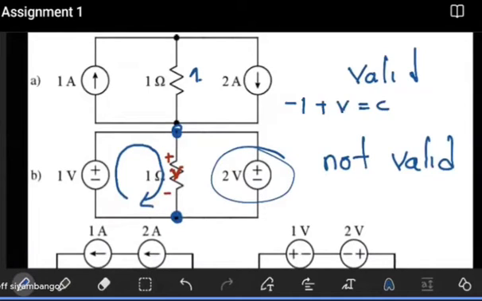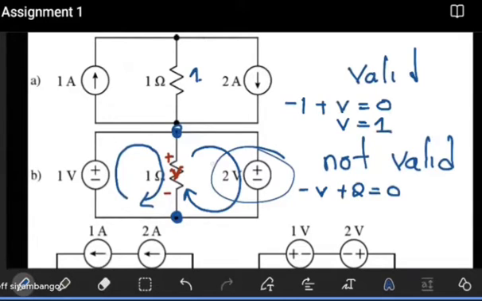This is equal to 0. You get V equals 1 volt. But look at what happens when you do the same thing on the other side. When you do the same thing on the other side, you find minus V down here. And when you continue, you find the 2 volts here plus 2 volts equals 0. Notice that from the second loop here, we conclude that V equals 2.